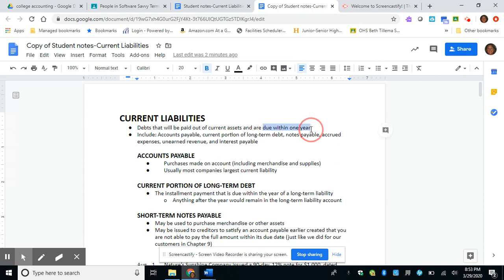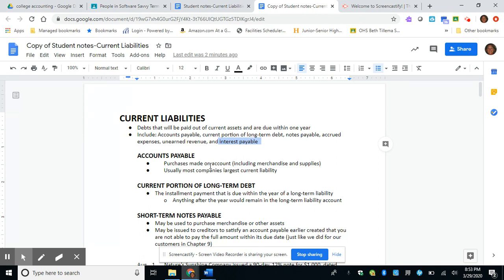So the biggest portion of this is going to be accounts payable. But we can also have other things. For example, if we take out a notes payable, we could have a short-term loan from a bank, or even if we took out a 5-year loan, that first year would be considered a current liability. The rest would go in long-term liabilities. We could also have interest payable. So if we owe interest to a bank, that could go into current liabilities.